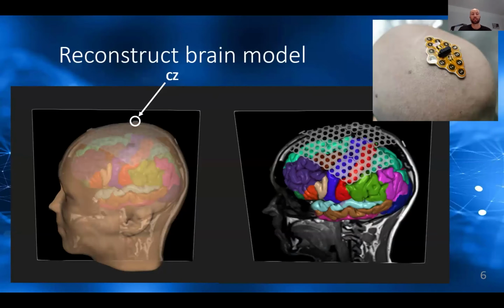Here you can see the reconstructed brain model that we used for one subject, and we used these MRI markers to locate the standard positions, so we knew where to place the electrode grids with our grid placement tool, so we can then find the real positions of the sensor locations.